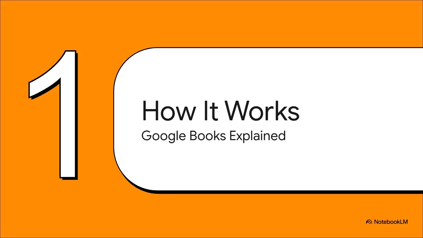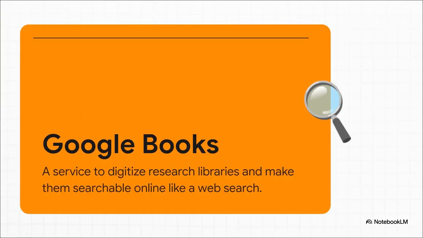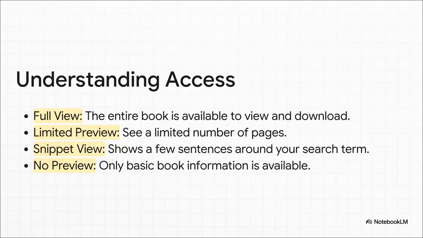So first things first, what exactly is Google Books, and how does it even work? You know, the project was revolutionary when it started back in 2004. The idea was to make the knowledge inside millions of books discoverable. But as you can probably guess, it also kicked off a huge legal debate over copyright. And that history is super important because it explains why you see different levels of access for different books. You're going to run into a few different access levels.